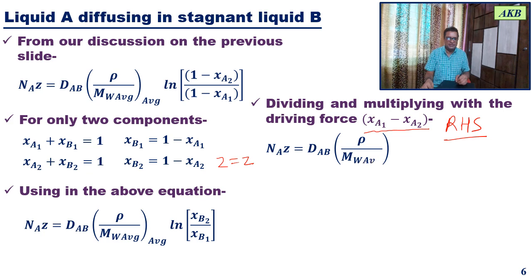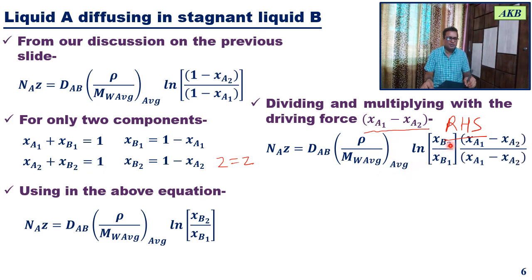Let us see. So that will be N_A times Z is equal to D_AB rho upon M_W average value ln of x_B2 by x_B1, and now I have multiplied with the driving force, that is x_A1 minus x_A2, and at the same time I have divided with the driving force. So let me first erase that so that there is no confusion. Okay, so when you multiply and divide with the driving force, you get this equation.